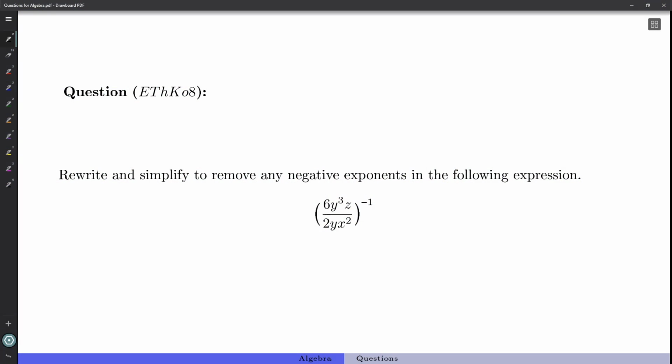Rewrite and simplify this expression here to remove any negative exponents. All right, so I've got 6y cubed z all over 2yx squared, and this is being raised to the negative 1. So we want to get rid of the negative exponents. Okay. So what can we do?